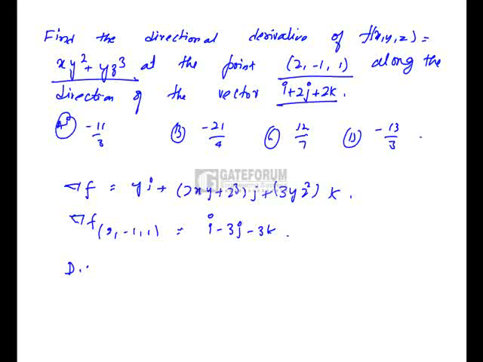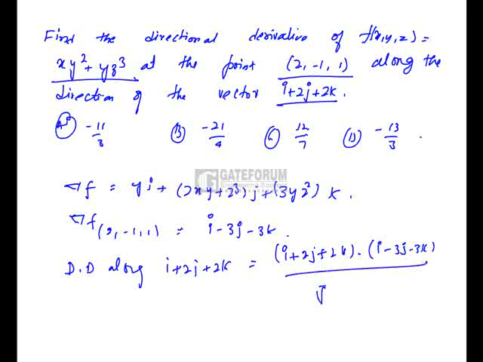So directional derivative along i plus 2j plus 2k is nothing but the dot product of both the vectors, (i plus 2j plus 2k) dot (i minus 3j minus 3k), divided by root over 1 square plus 2 square plus 2 square, which is nothing but minus 11 by 3. That is nothing but option E.